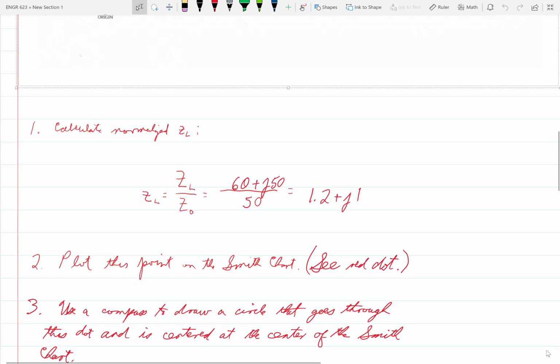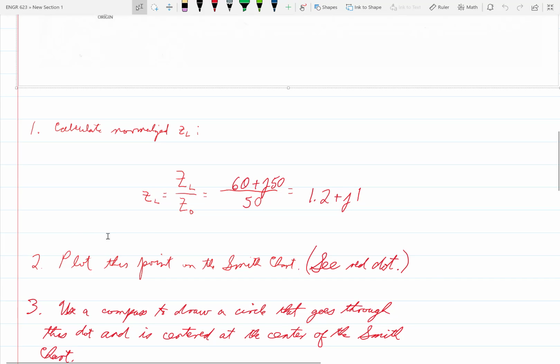So the first thing we do for this problem is to find the normalized load impedance. This is supposed to be a capital Z sub L, and this is supposed to be lowercase z sub L to represent the normalized value of the load impedance. And the normalized value is simply the load impedance divided by the characteristic impedance of the line. And so in this case, the normalized load impedance turns out to be 1.2 plus j1.